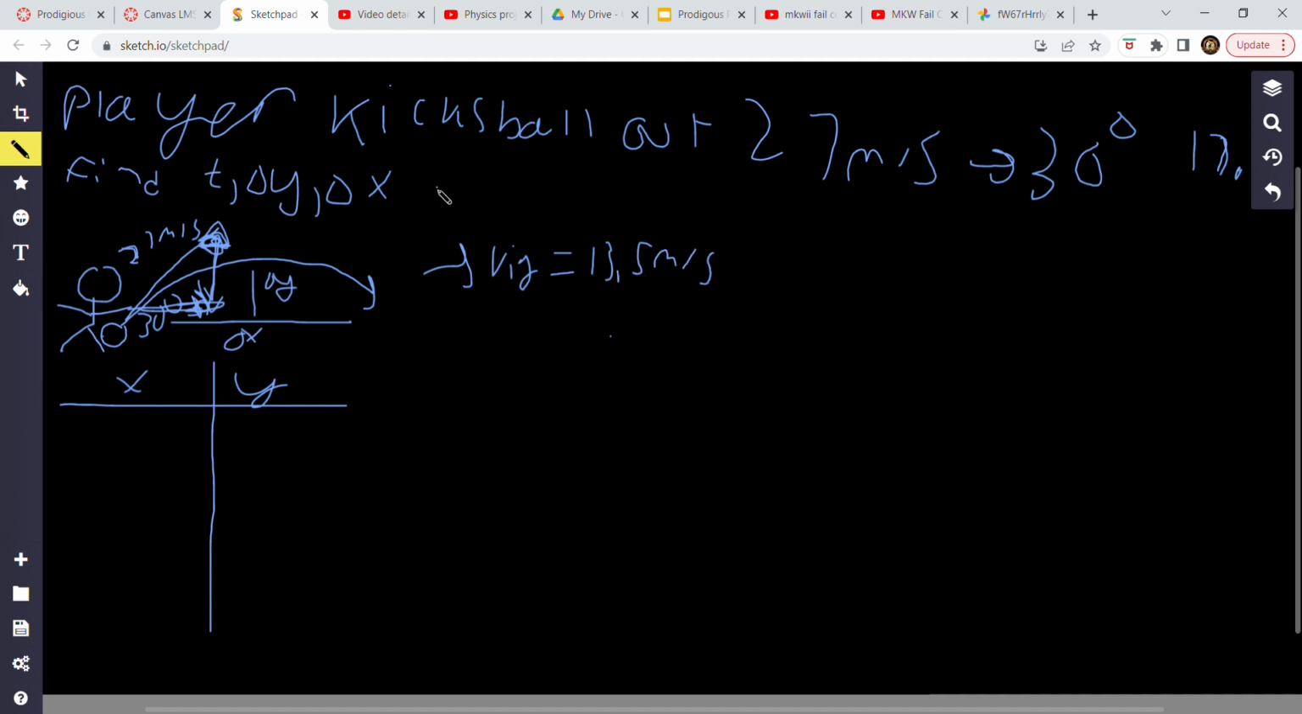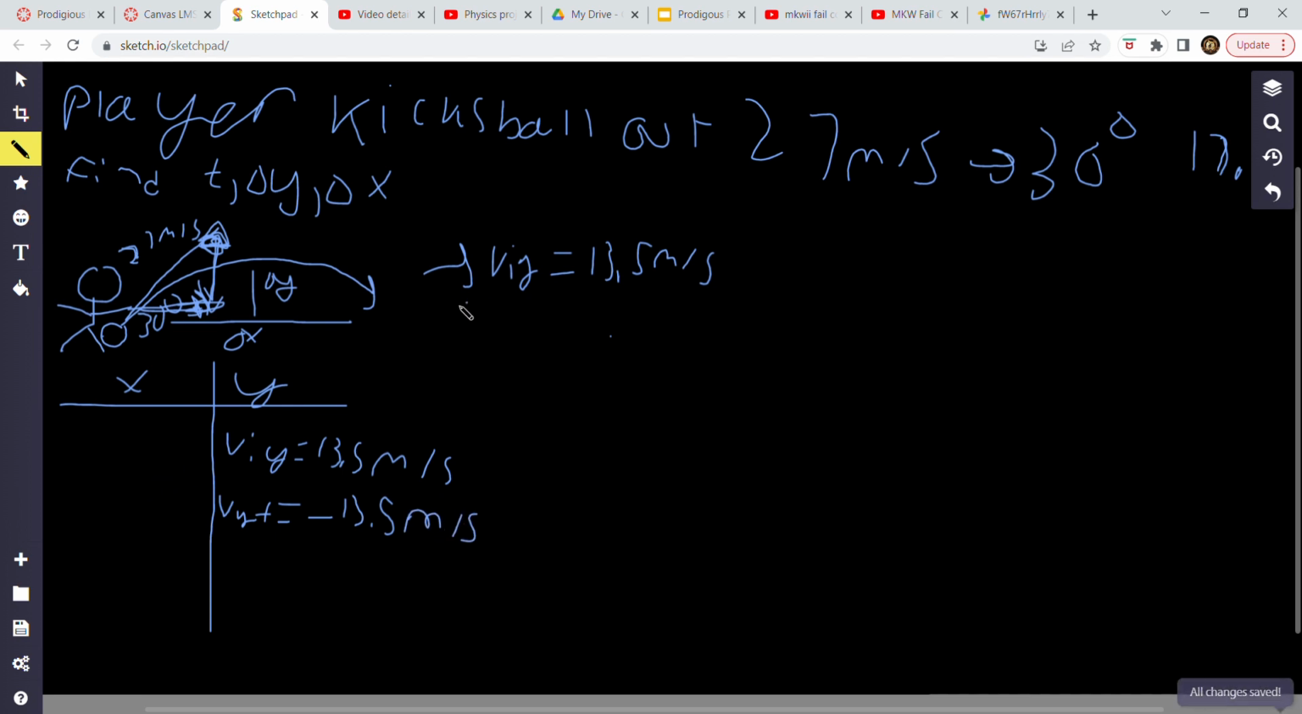We're also dealing with a problem where the ball lands at the same place it was kicked. So we know the viy is 13.5. And the special rule is that the vyf, which is velocity y final, is going to be negative 13.5. We just add the labels for both of these, meters per second.